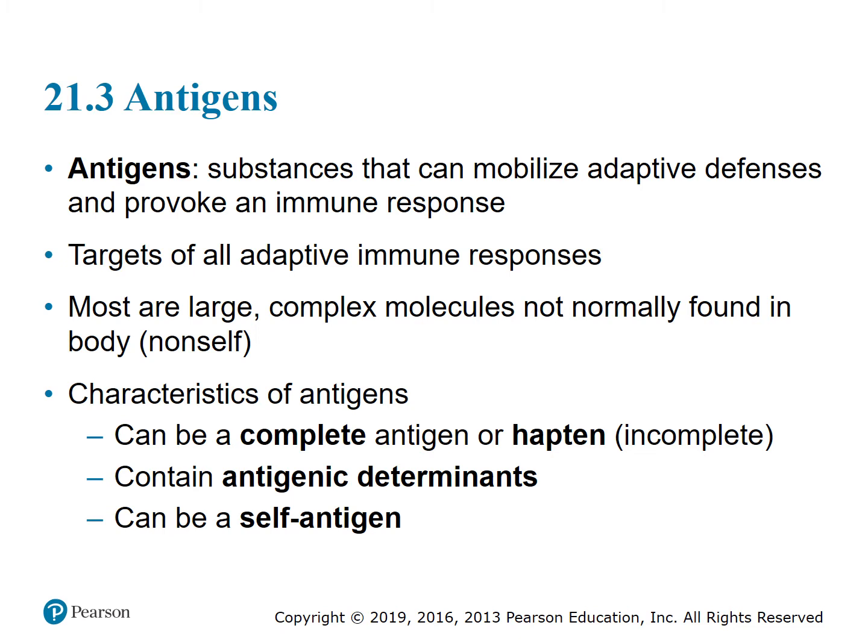So section 21.3 is antigens. What is an antigen? It's any substance that can mobilize adaptive defenses and provoke an immune response. It is the target of all adaptive immune responses. Most are large, complex molecules not normally found in the body, so they are seen as non-self. Characteristics of antigens: they can be a complete antigen or a hapten, which is incomplete, and they contain antigenic determinants, and they can be a self-antigen.